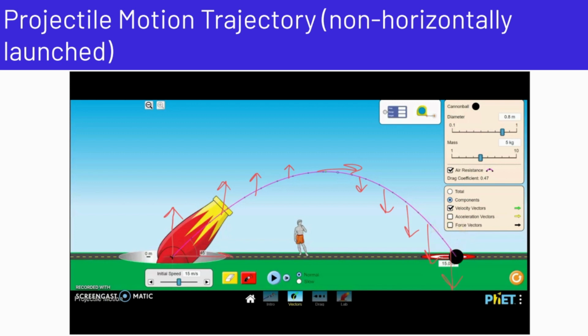And so again, the horizontal velocity is going to stay the same. We have the same horizontal velocity, but the vertical velocity starts in a positive direction and it's getting smaller as it goes up. And then at the top of the trajectory, there's no vertical velocity at all. So the projectile has stopped having any vertical motion right here at the top, and then it starts to accelerate downward. And so the vertical velocity is getting larger as it goes down.